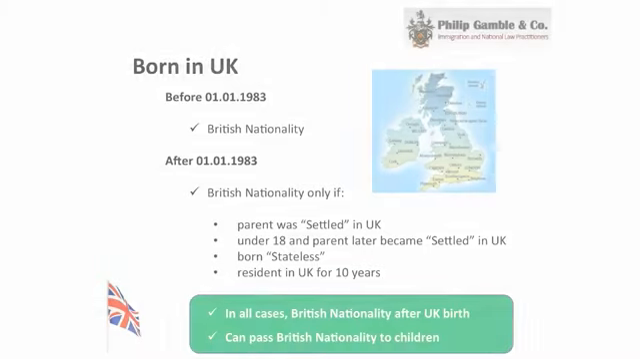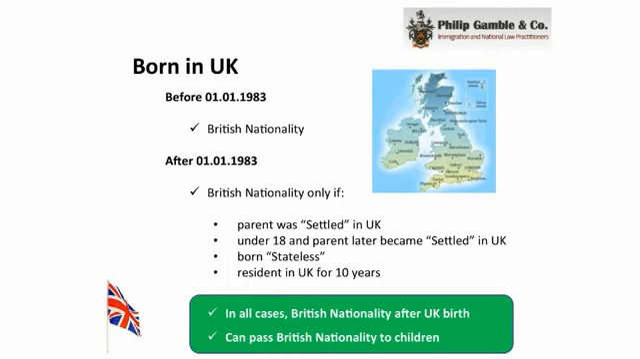So, in terms of our acquisition rules, we're going to look at various aspects with this presentation through birth, descent, residence, and a number of others. Birth is our first category. For those born in the UK, if the birth takes place before the 1st of January 1983, very few exceptions aside, that person will be British.